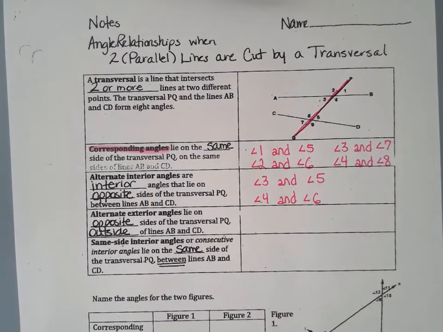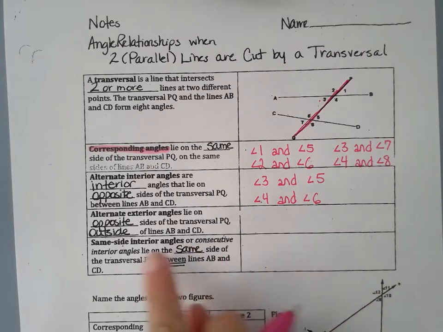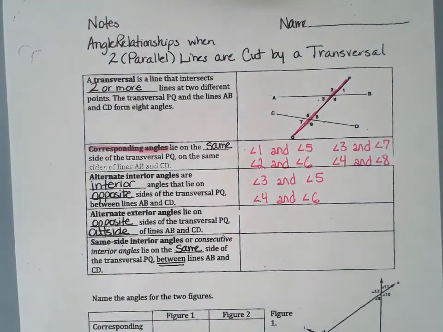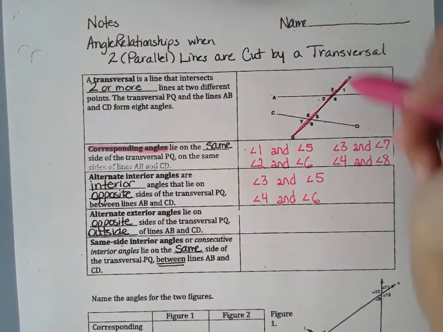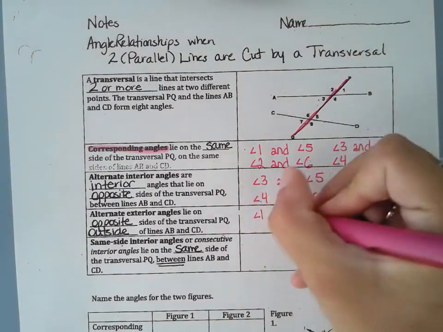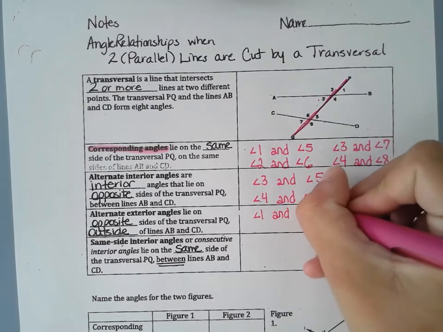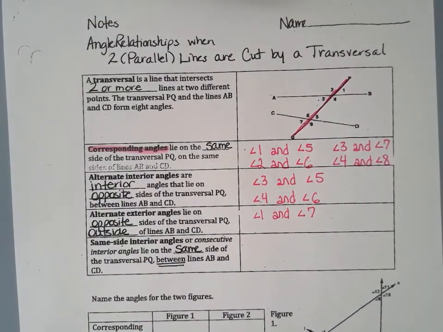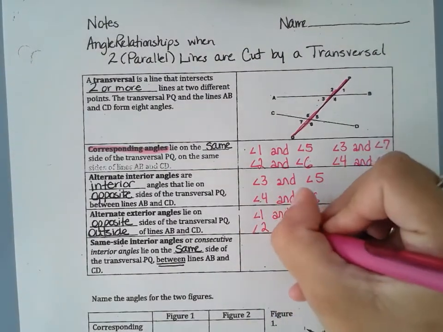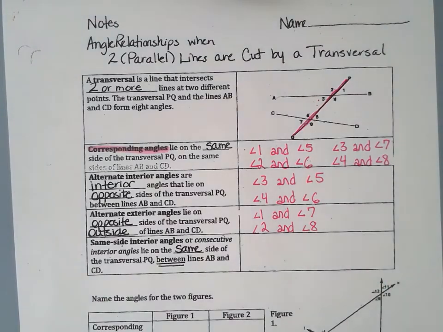Then alternate exterior angles lie on opposite sides of the transversal PQ and outside of the lines AB and CD. So these are going to be our ones outside of those middle places. I always think of these as being like outside of the sandwich and on opposite sides of the transversal. So in this case, angle 1 and angle 7 are alternate exterior angles. And angle 2 and angle 8 are alternate exterior angles.